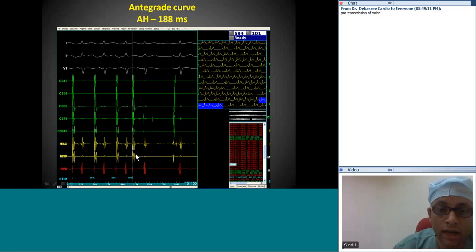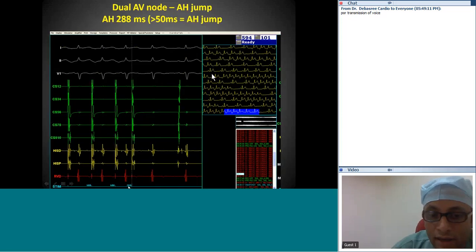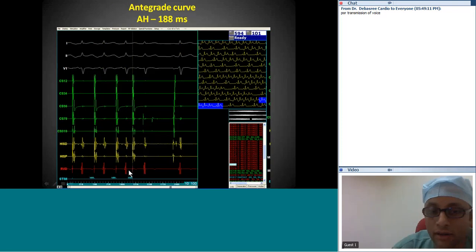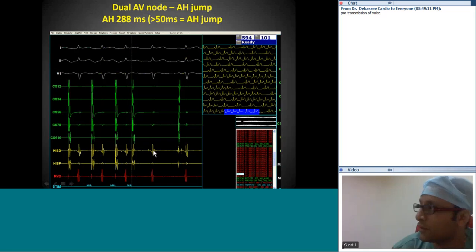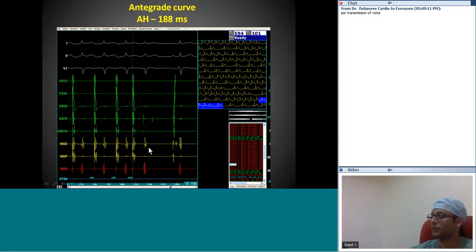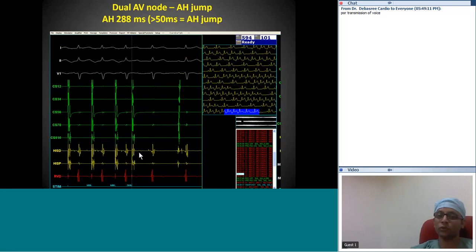I give still an earlier extra stimulus, 280. Can you see this difference here? Here A to B, A to B. There is a sudden jump. Now what is happening is we have reached the effective refractory period for the fast pathway, and the only way it can conduct is through the slow pathway. So suddenly, because it is a slow pathway, the AH is prolonged. So here I know that there is an AH jump. So immediately I know that there is a dual AV node in this patient.